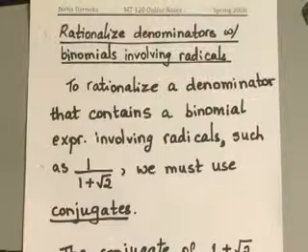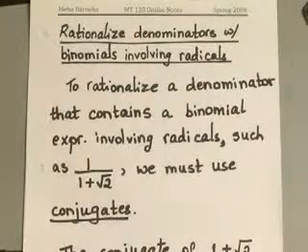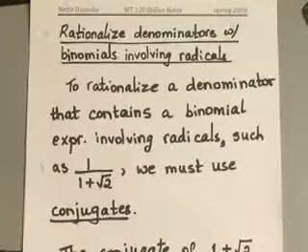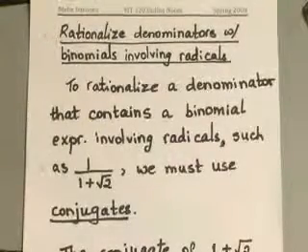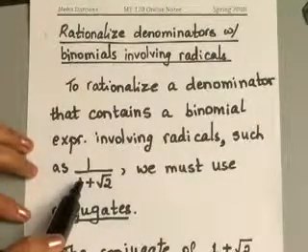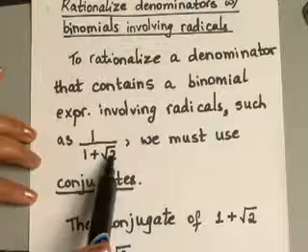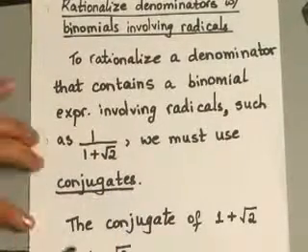This section is what we call rationalizing denominators with binomials. If your denominator is a binomial term, how would you go ahead and rationalize those denominators? Now, if you have an expression of this form where your denominator is a binomial expression as 1 plus square root of x, you have to use conjugates.